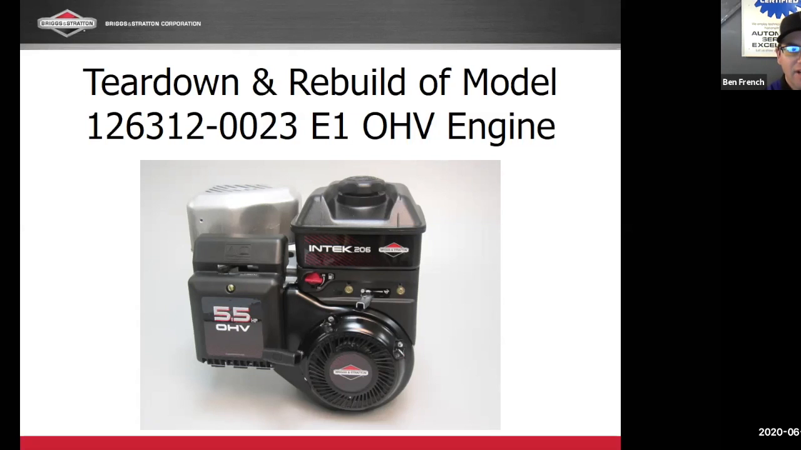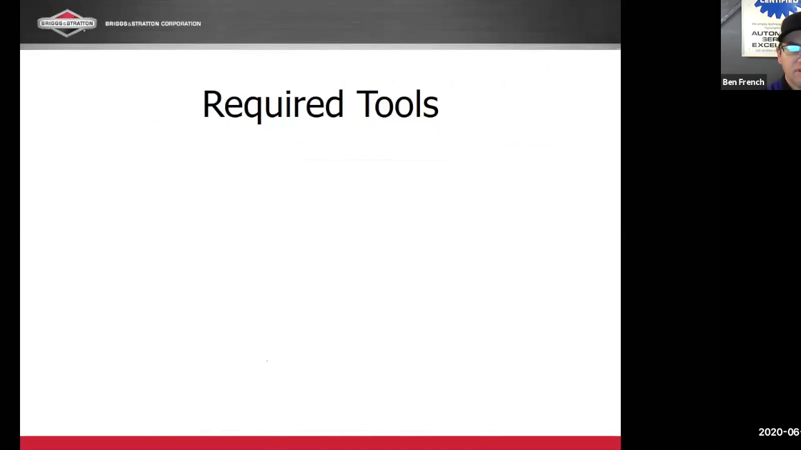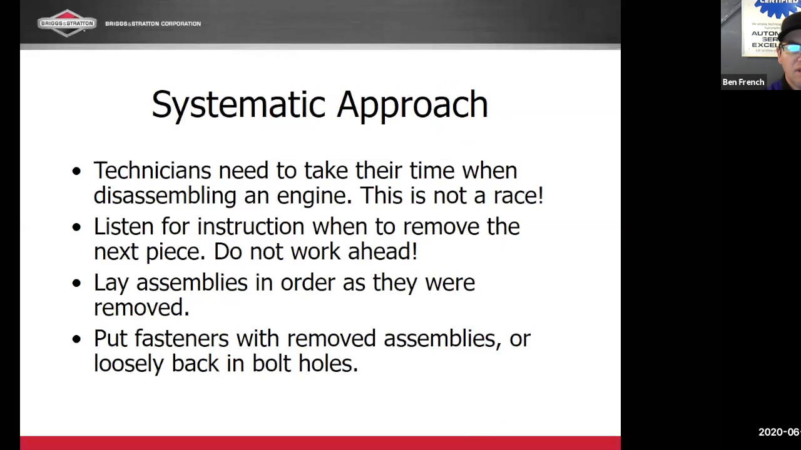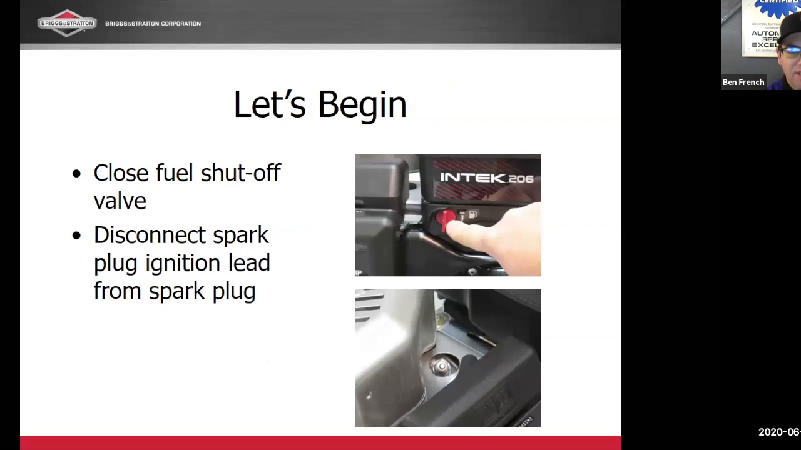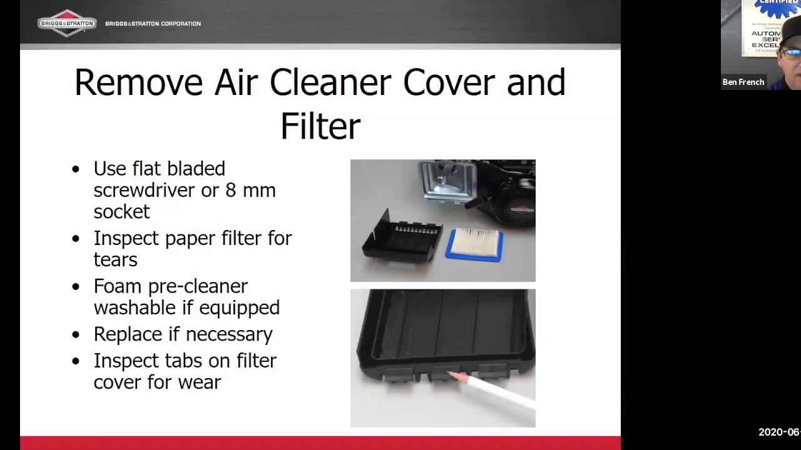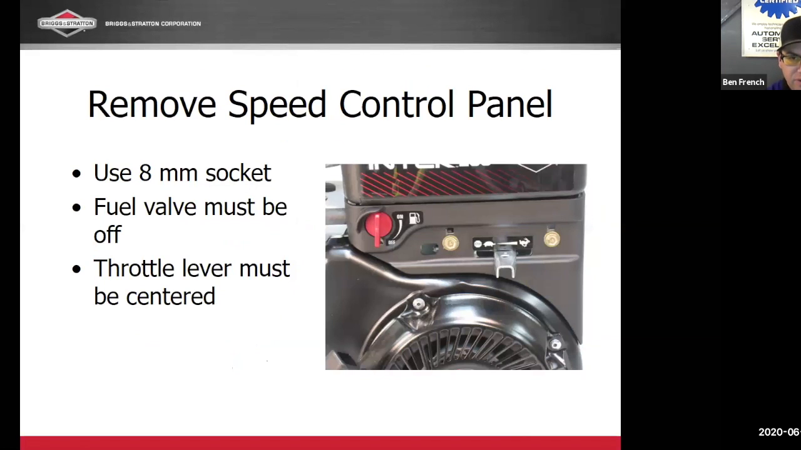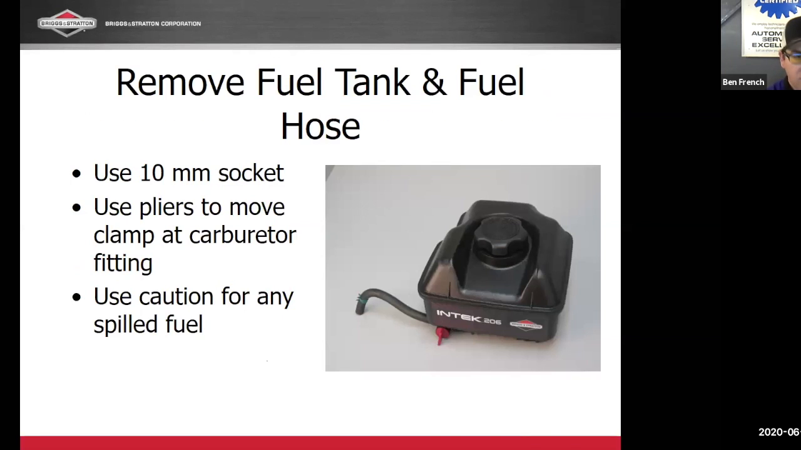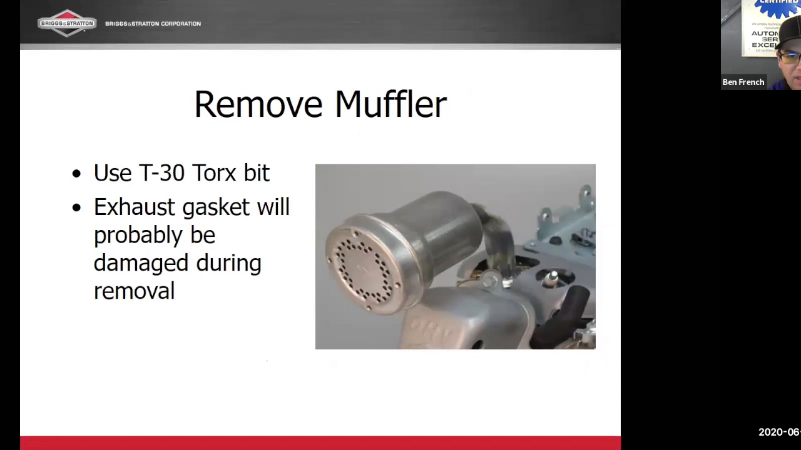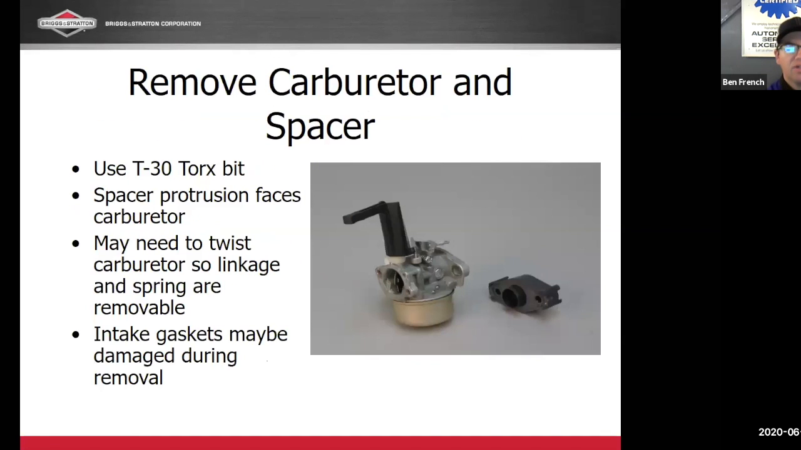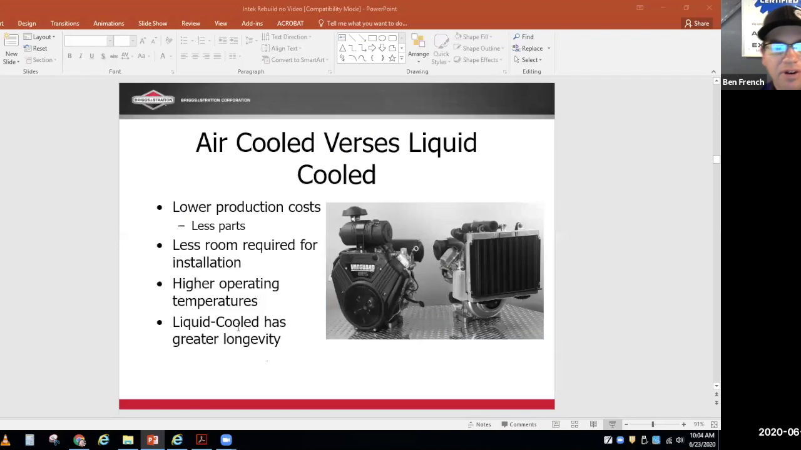again, this teardown script follows this engine, this Intek 206. So it's a 200cc four-stroke engine that's overhead valve. And it goes through the whole thing. How do you take off the air filter, the air filter back, the gas tank and throttle assembly and muffler. And so I have it loaded on Canvas there for you as a good reference if you're taking stuff apart.